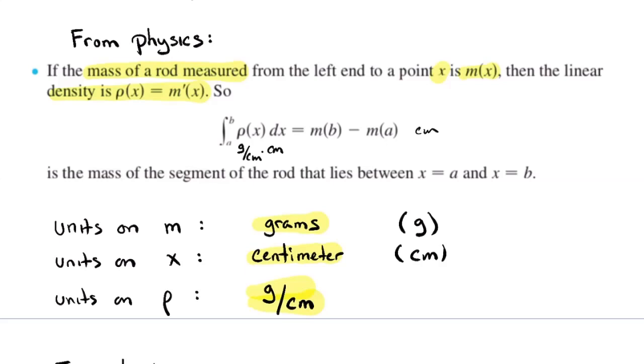Grams per centimeter times centimeters is grams. So this is the change in the mass of the rod from A to B. So it's the mass of the segment of that rod between x equals A and B. So in physics, they say if you integrate linear density with respect to distance, you get mass, because density is the change in mass with respect to distance in the one-dimensional setting.